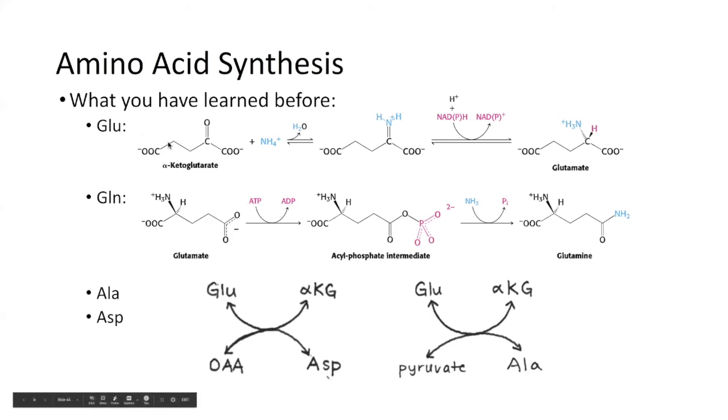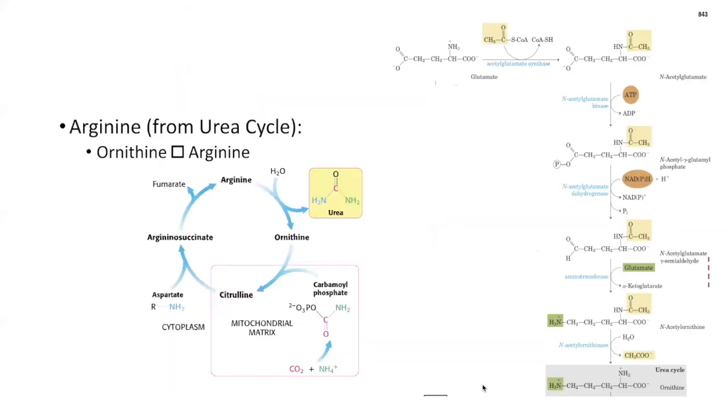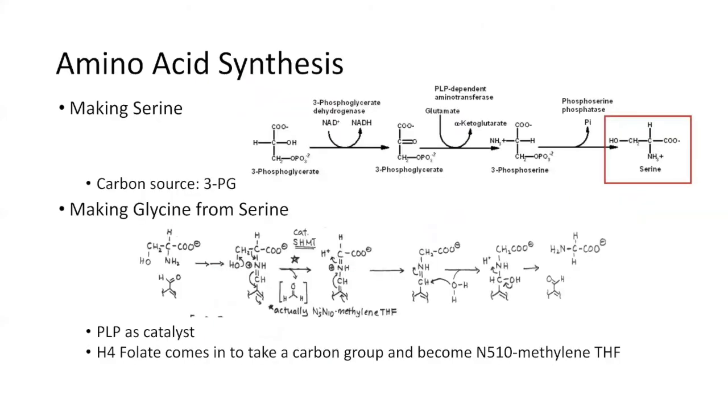So here, glutamate, you can make it from alpha-ketoglutarate. Glutamine, you can make it from glutamate. And then alanine and aspartate can be made from the nitrogen transfer to pyruvate and oxaloacetate. And then arginine can be made from the urea cycle. Serine can be made from a backbone of 3-phosphoglycerate. Glycine can be made from serine. And I think those are the most important ones.